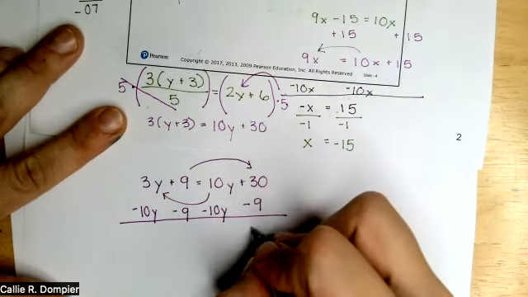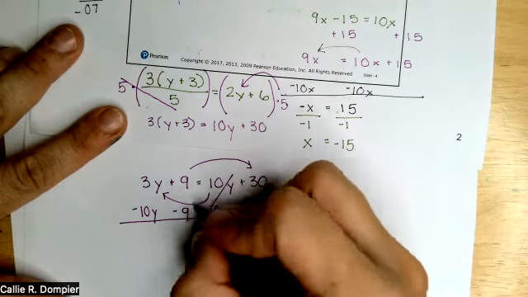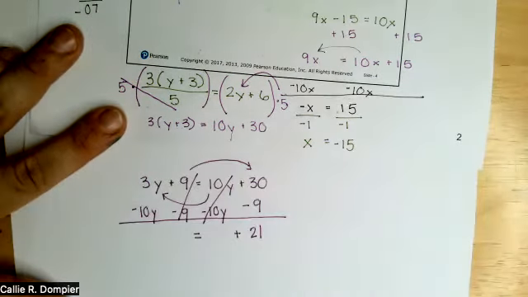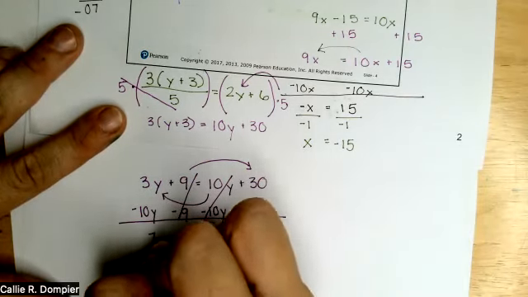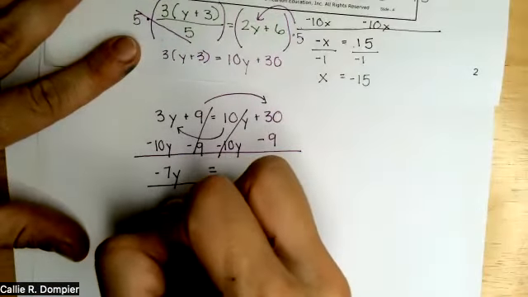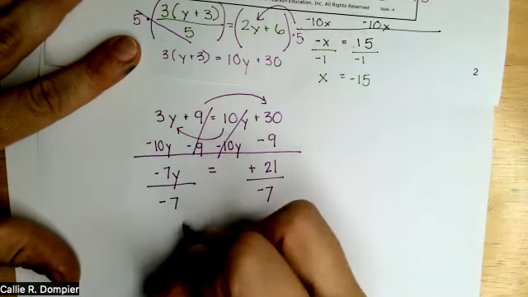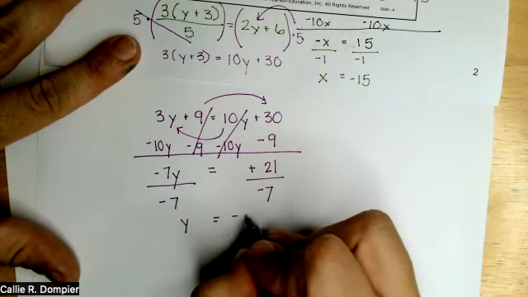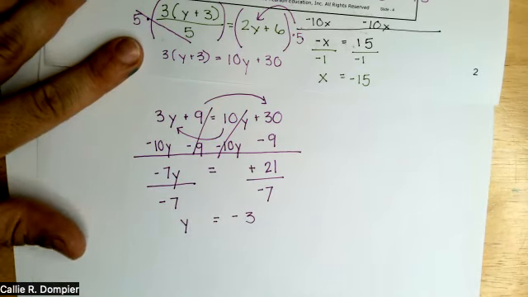But you can do it all at once if you would like. So 30 minus 9 is 21, still positive. That cancels. That cancels. 3y minus 10y is negative 7y. Divide by, I know I'm rushing, divide by -7, divide by -7. Y is -3.